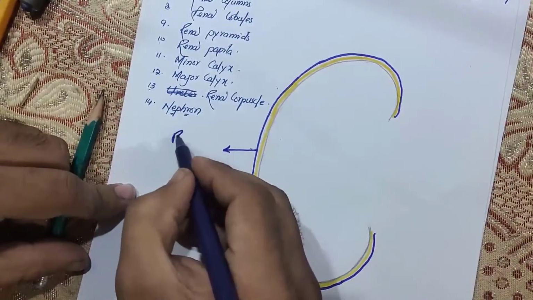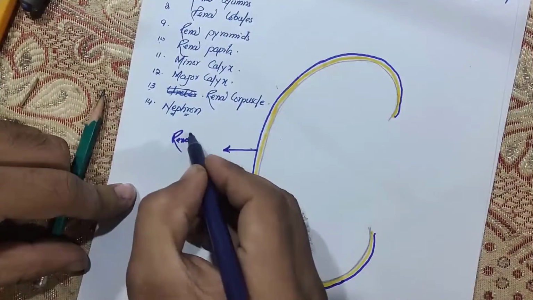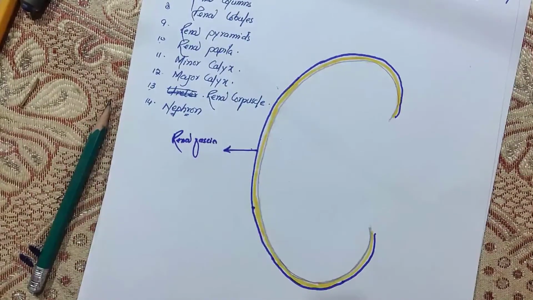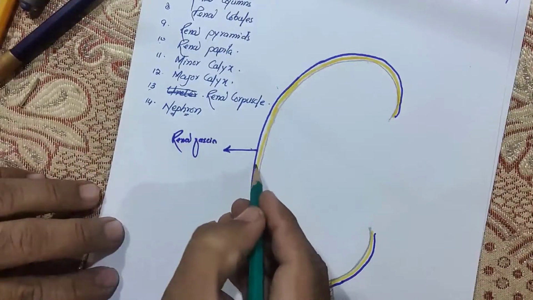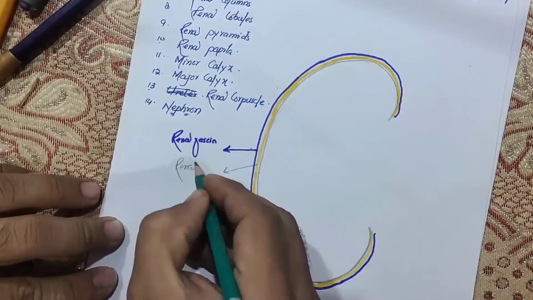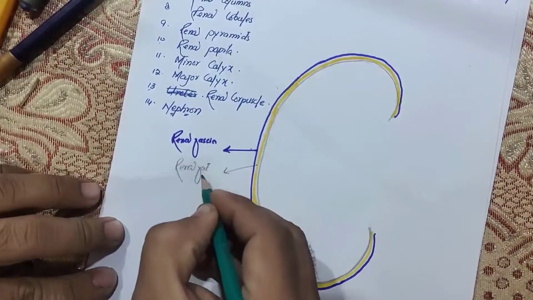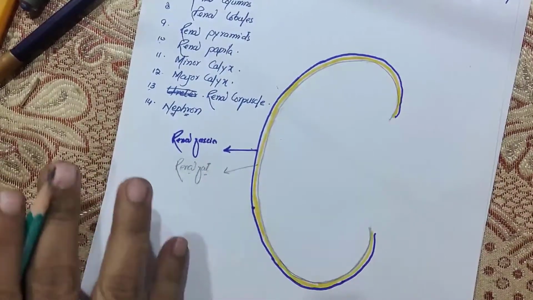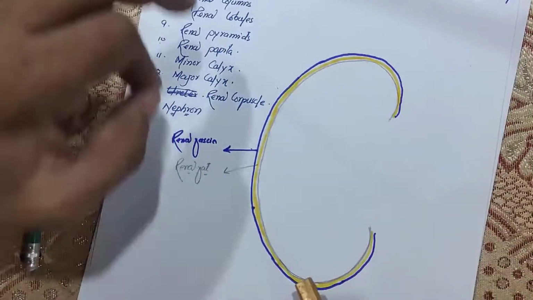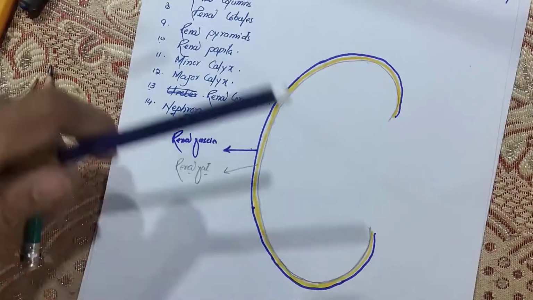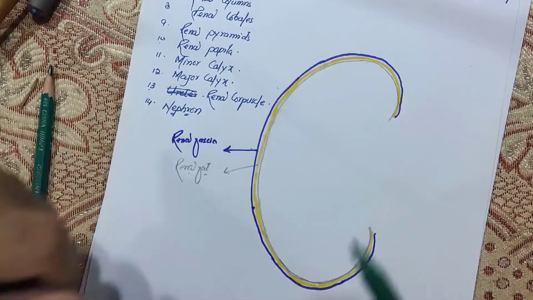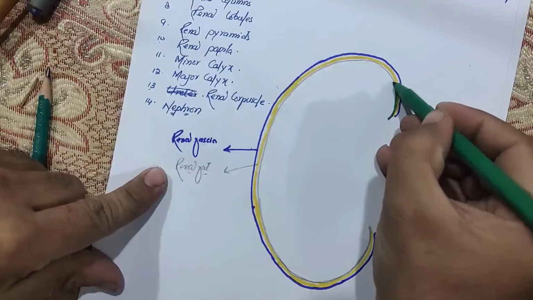So what is this? This is the renal fascia, right? Then what is this second layer? This is renal fat, or we call it perirenal fat. And then what is there? There is the renal cortex. So the third is the, okay, we should not forget the renal capsule is there. So this is the renal capsule.